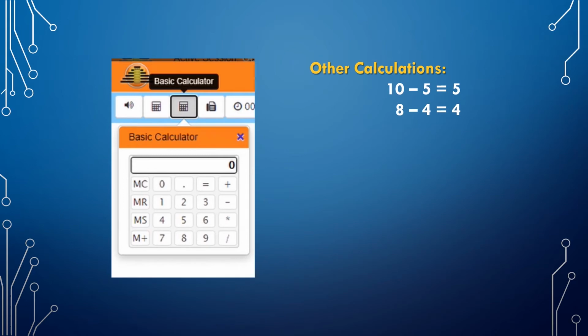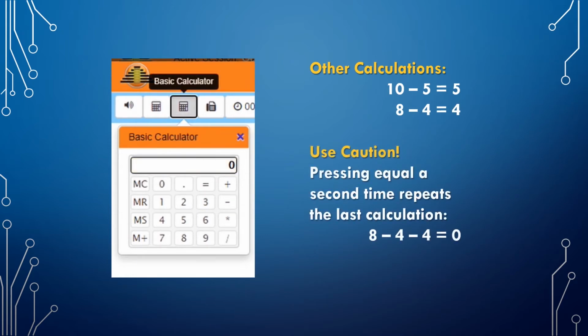It can seem confusing if the last digit of your equation is also your answer. For example, 10 minus 5 equals 5. It doesn't appear that anything happened here, but the calculator did calculate correctly. Another example, 8 minus 4 equals 4. It doesn't appear that anything happened, but the calculator did calculate correctly. You may be thinking that you forgot to press the equal sign. If you press it a second time, notice it subtracts another 4, making your answer 0.